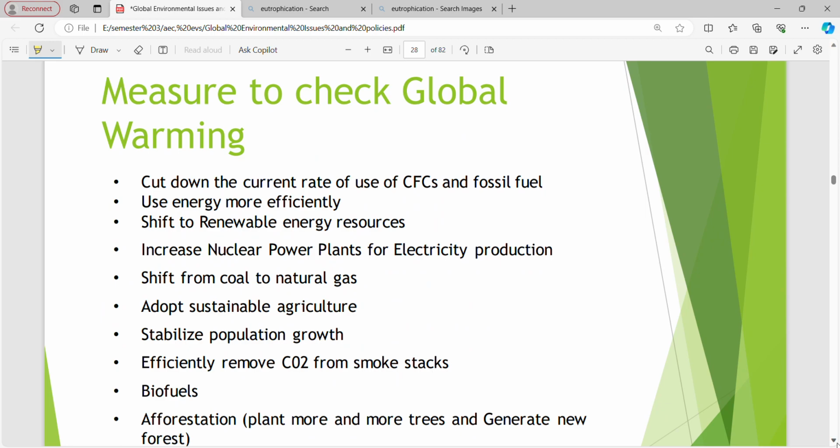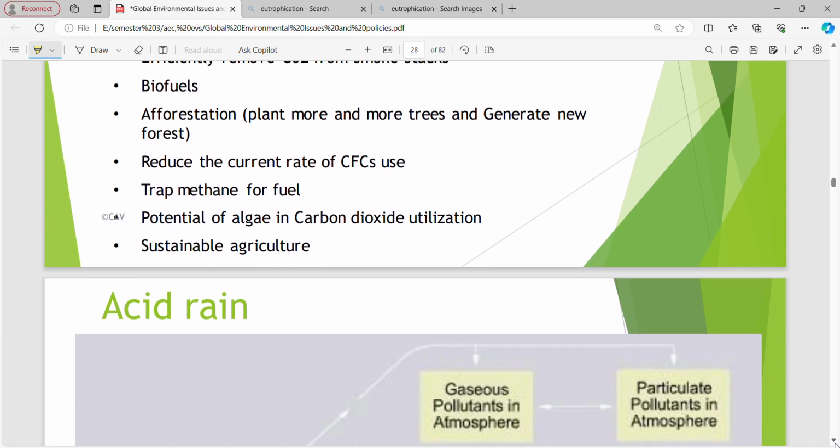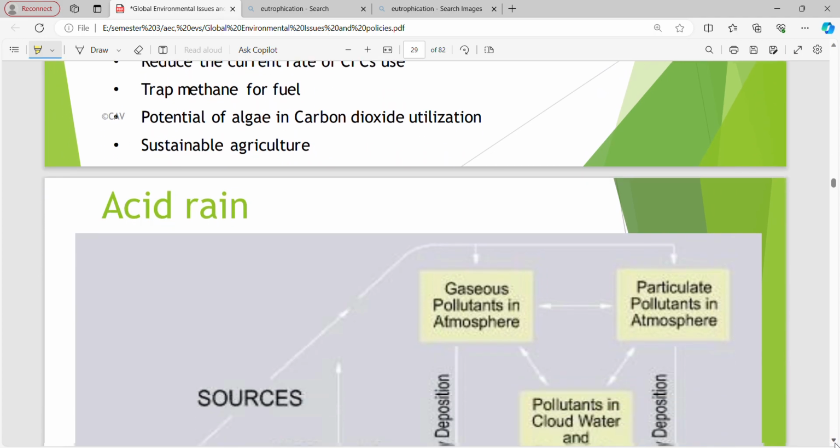So next are measures to check global warming. Cut down the current rate of use of CFCs and fossil fuel. Use energy more efficiently. Shift to renewable energy resources. Increase nuclear power plants for electricity production. Shift from coal to natural gas. Adopt sustainable agriculture. Stabilize population growth. Efficiently remove carbon dioxide from smokestacks. Biofuels, afforestation, reduce the current rate of CFC, that is chlorofluorocarbons, trap methane for fuel, potential of algae in carbon dioxide utilization, sustainable agriculture and all.